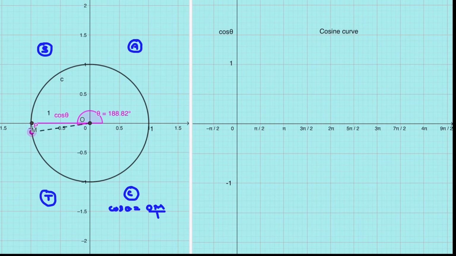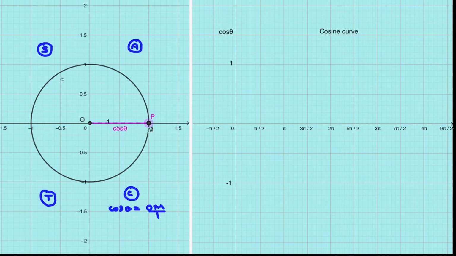In the third quadrant, as theta increases, cos theta also increases from minus 1 to 0, but it will be negative in the third quadrant. And cos 270 degrees is 0, because P point's x coordinate is 0. And then if theta is in the fourth quadrant, cos theta value increases. Look at the length of the pink line. It is increasing. So, in the fourth quadrant, cos theta increases from 0 to 1. When theta is 360 degrees, cos theta value is 1.